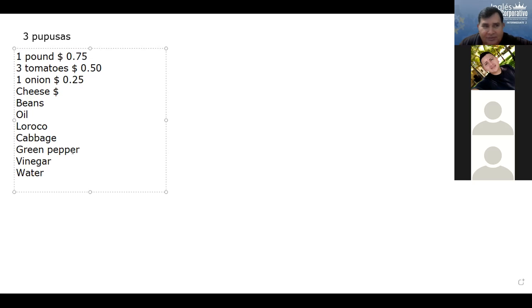Teacher, those pupusas will be really expensive. It depends how many you make. The more you make, the cheaper they get. If you make only 2 pupusas, wow, it's super expensive. But if you make 20, if you make 50, cheap. Salt, water, vinegar, green pepper, cabbage, loroco, oil, beans, cheese. Wow, very good. Excellent.